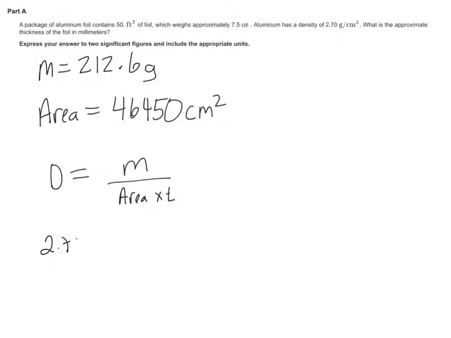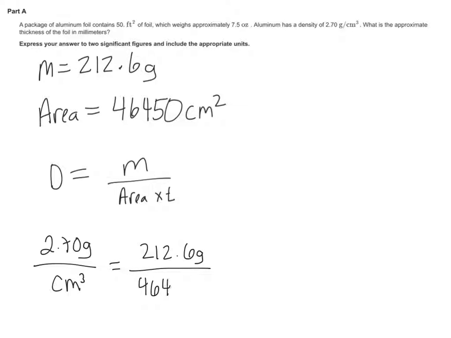Now we're ready to solve. We're going to take the given density, 2.70 grams per cubic centimeter. We're going to plug in the values that we have converted previously, and then we're going to end up solving it for t. We'll deal with significant figures at the very, very end of the calculation. I'm just showing you the setup right now.